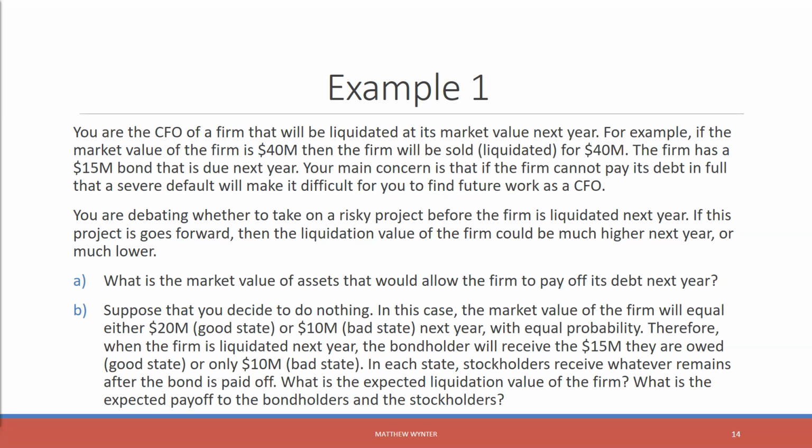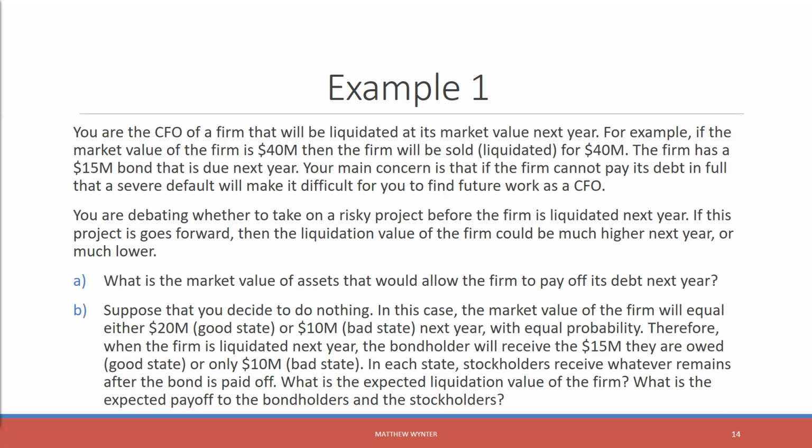So for part B, what's going to be the expected liquidation value of the firm? And what is the expected payoff to bondholders and to stockholders? So the way to set this up, you're going to have the good state and the bad state, and then you're going to have the value of the firm and the payoff to bondholders and the payoff to stockholders. So you're going to set this up as a matrix and then just fill it in with what the values are and what happens next.